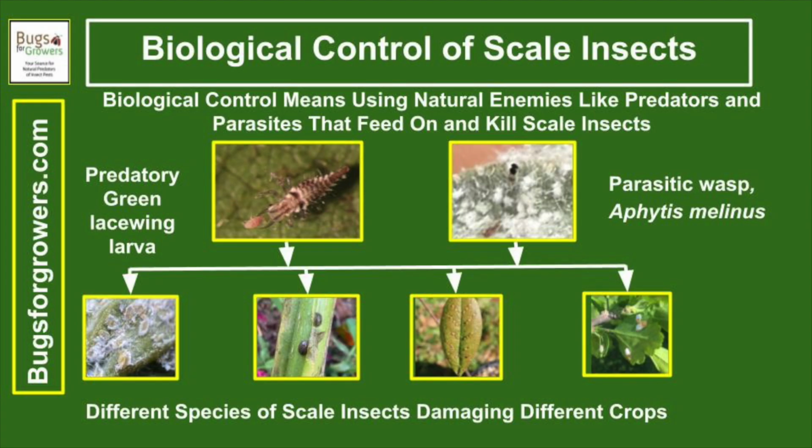Biological control uses natural enemies that feed on or kill scale insects. Important predators include scale-eating lacewing larvae that are highly effective in controlling scale insects. Also, a tiny parasitic wasp called Aphytis melinus kills scale insects from inside and reduces their population.